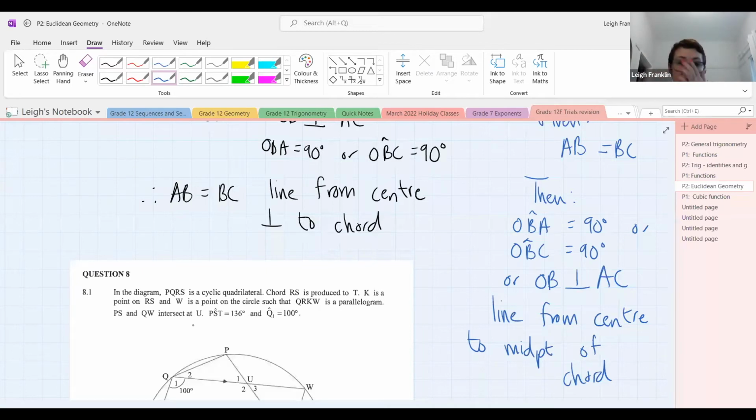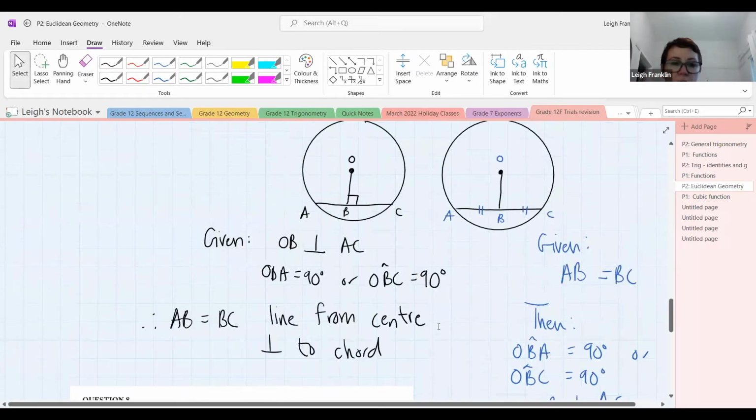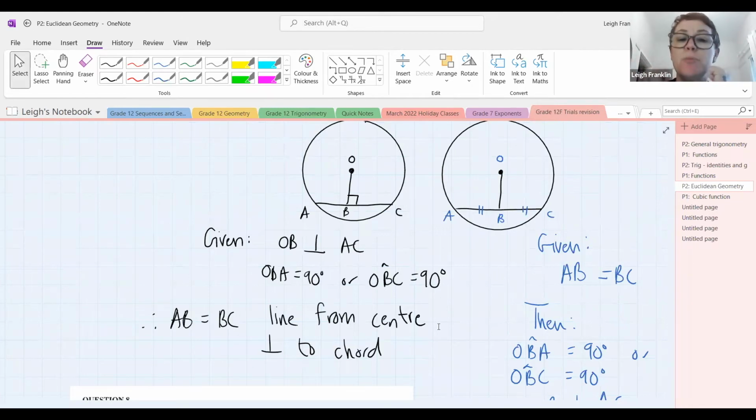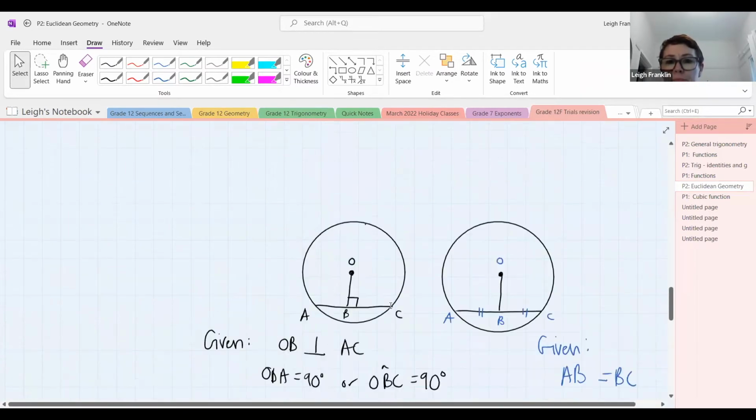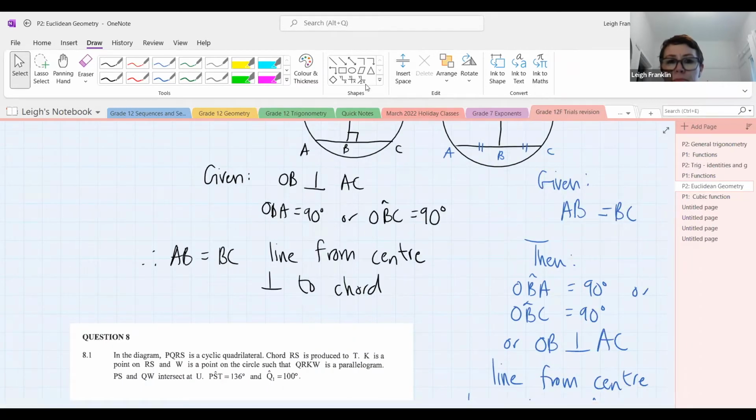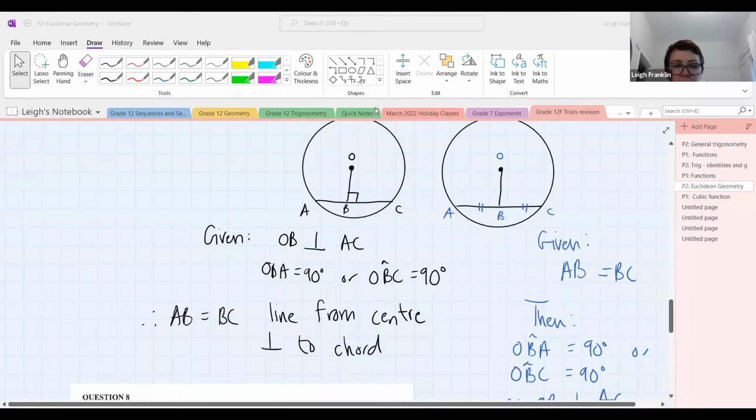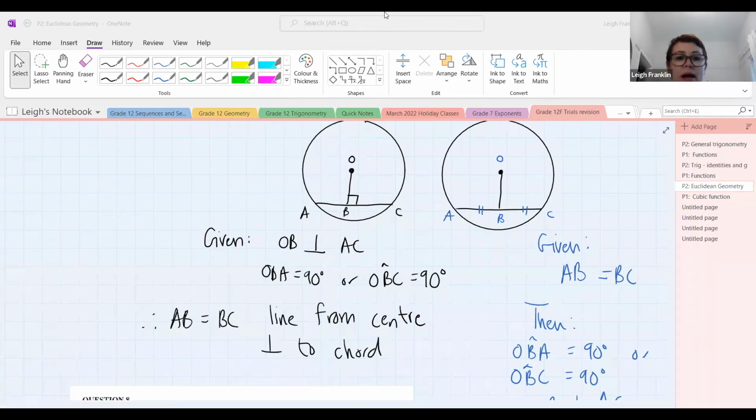Now these are so similar that it's really very difficult for us to know the difference between the two. When we have been given the right angle and we are concluding that AB equals BC, then it's line from center perpendicular to chord. When we've been given that AB equals BC and we're concluding that OB is perpendicular to AC, then it's line from center to midpoint of chord. Do we feel a little bit better about that? Is that making sense to everyone? Right, so that's the difference between them. The one comes with the right angle and the other one comes with the one line piece equal to the other line piece in the chord.